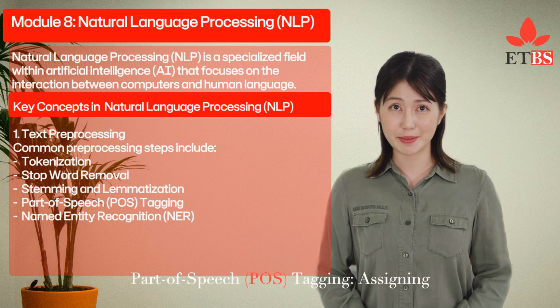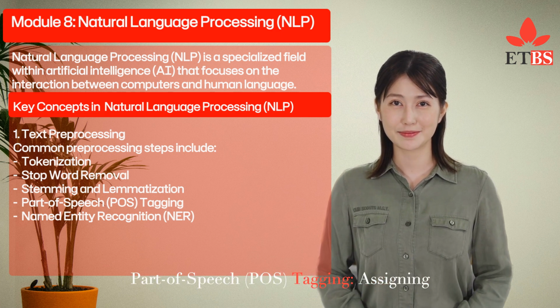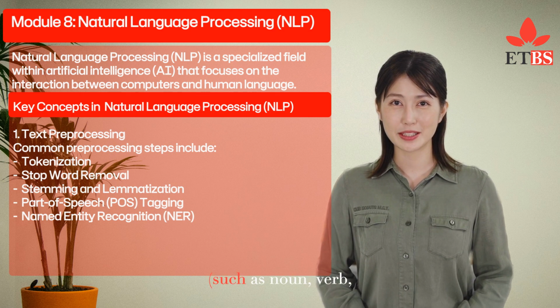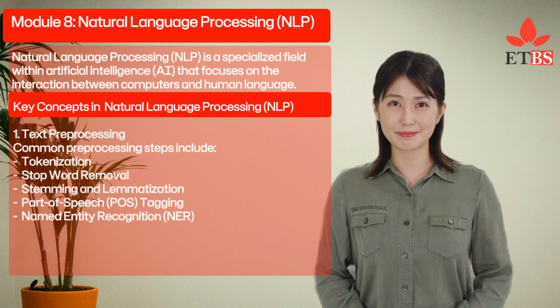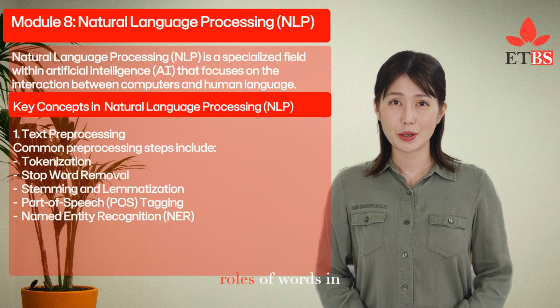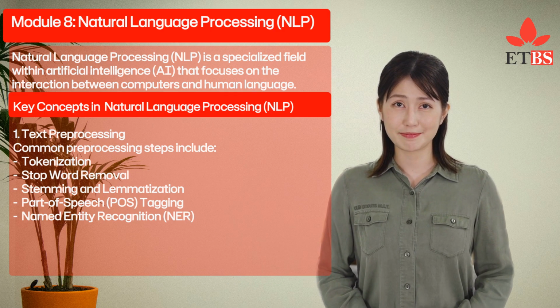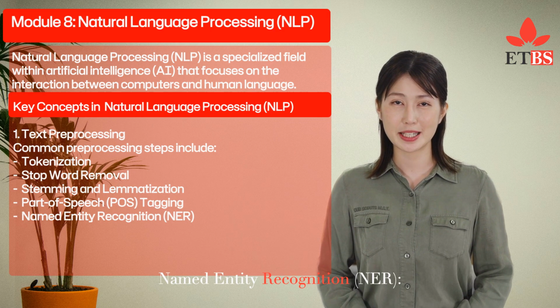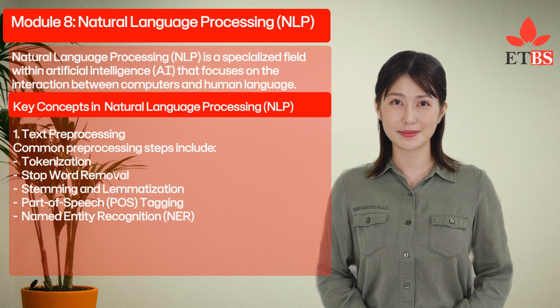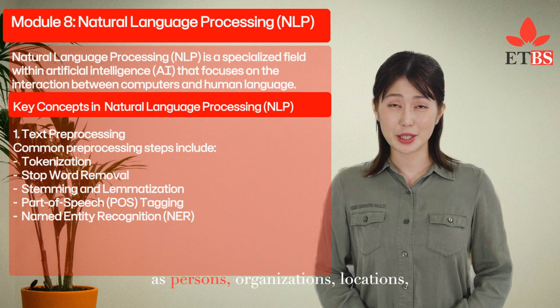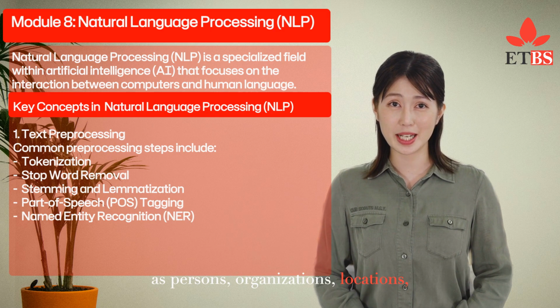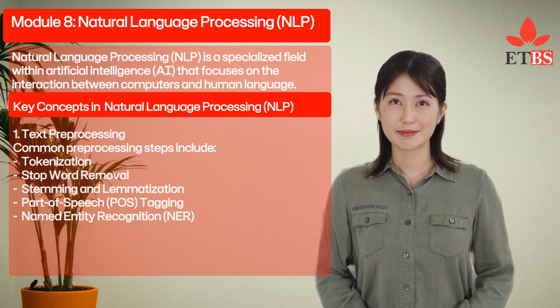Part of speech, POS, tagging. Assigning a part of speech, such as noun, verb, adjective, to each word in a sentence. This helps identify the roles of words in a sentence. Named entity recognition, NER. Identifying and classifying named entities in text, such as persons, organizations, locations, dates, etc.